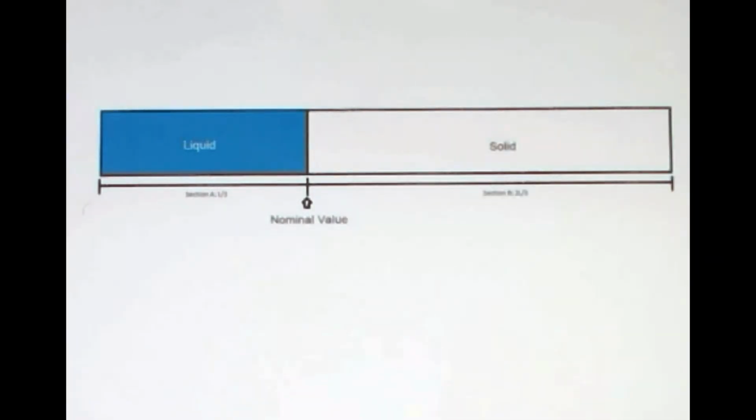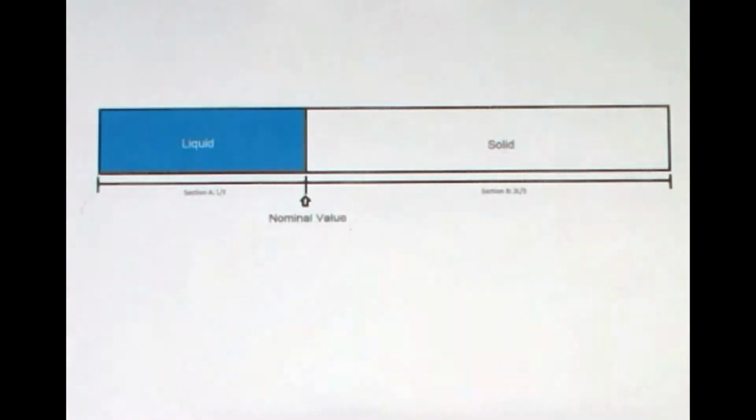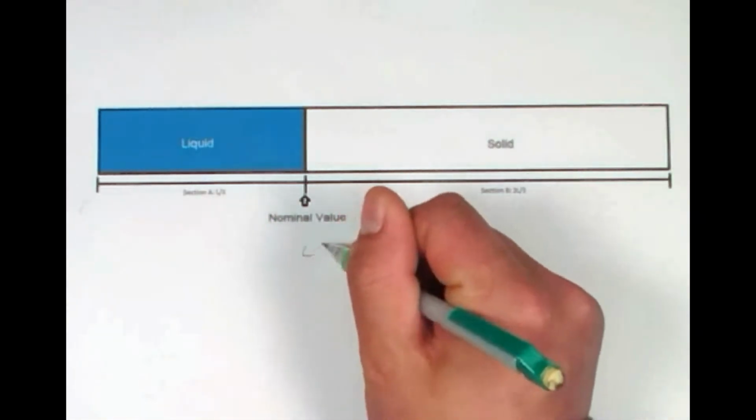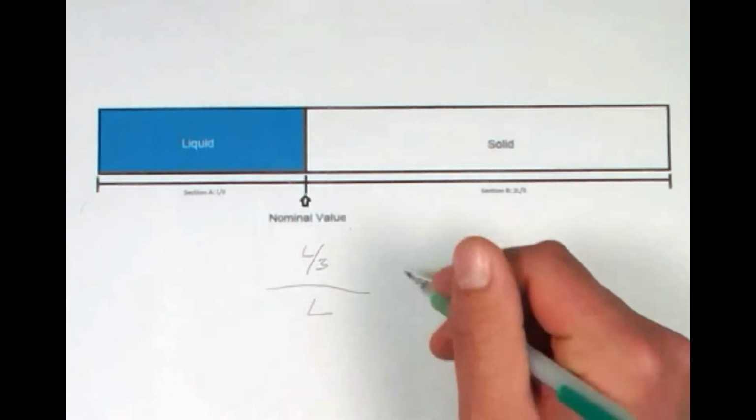Since the lever rule is like a ratio, let's consider this simple diagram below. This is our nominal value. To the left of it we have liquid, an amount of L over 3, and to the right, solid, an amount of 2L over 3. To use the lever rule to determine the amount of solid, we will take the length from the liquid side, L over 3, and divide it by the entire length, L.